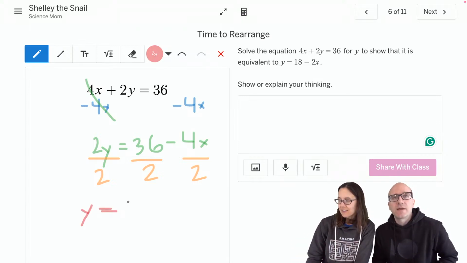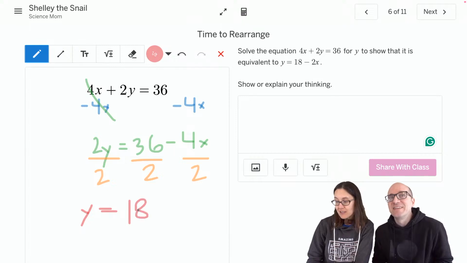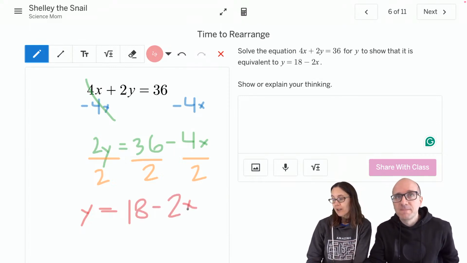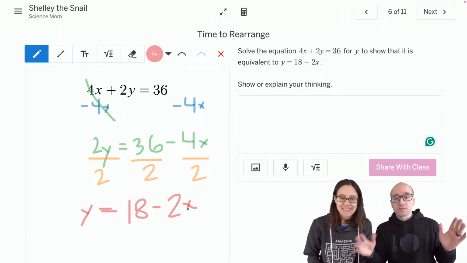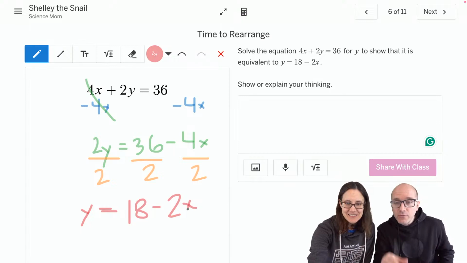Okay, the 2's divide out. And then 36 divided by 2 is 18. And then it's going to be minus 2x, because 4x divided by 2 is 2x. I like that. And that's what we wanted. Okay, so great job, those of you who went that route.